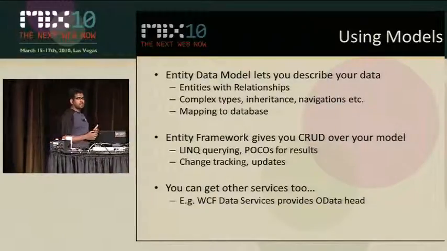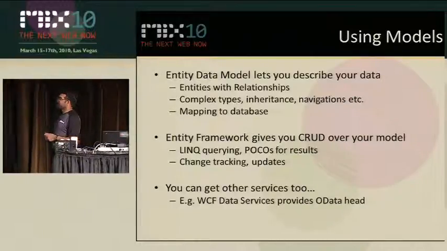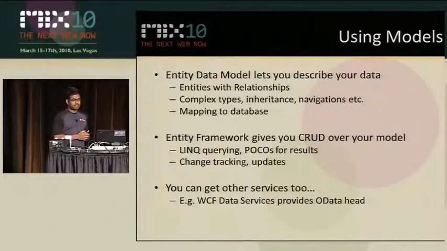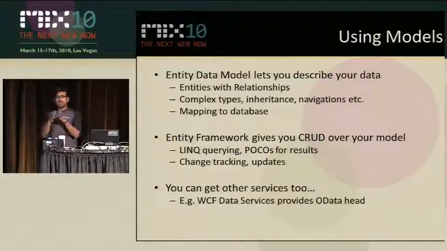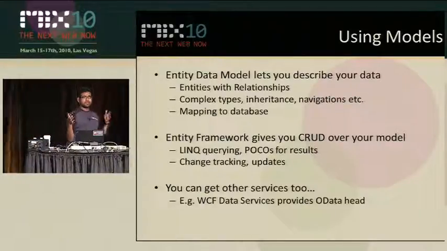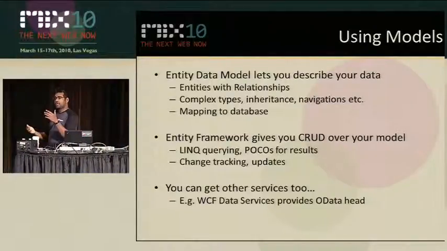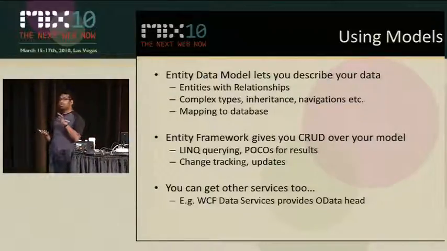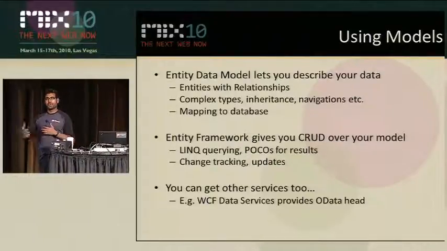You can use it to introduce things like properties that are complex types on your entities. You can do inheritance, where one entity type derives from another entity type, and so on. You can describe properties that actually navigate across relationships, for example. And having done that, you can actually build a fairly rich domain model using this vocabulary. You can then map that either to an existing database or a new database. And when you do that, you can use the entity framework to then get data access over that model.